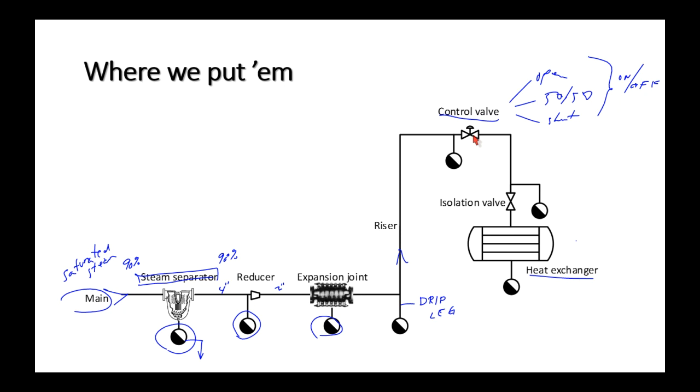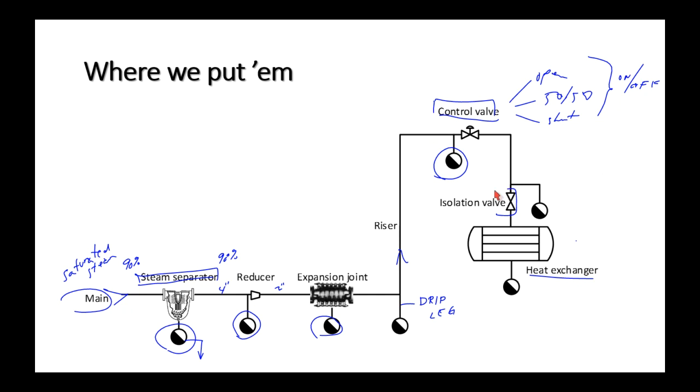Then what happens when it opens? Let's say it's a solenoid valve, open. Oh man, we get this slug of water going through that steam line, all kinds of water and damage to the downstream equipment. So upstream of control valves is a very, very important place to locate a steam trap.